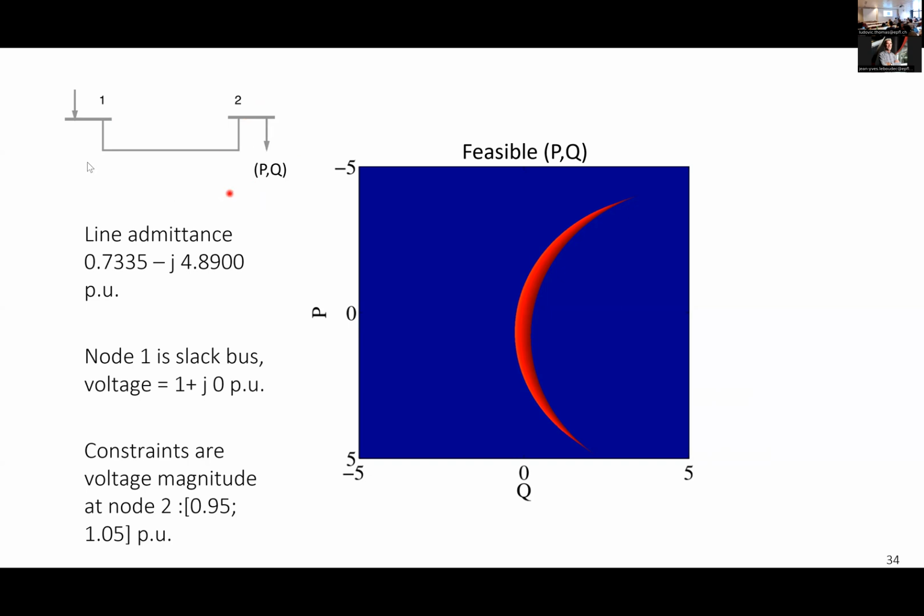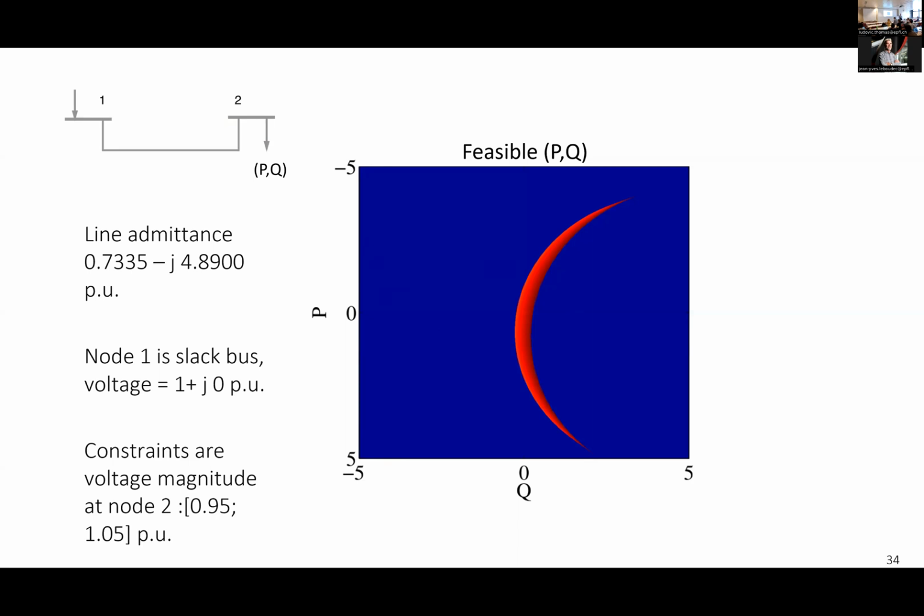We can compute it exactly, because that's a simple example. That gives the red area. That's the PQ plane. For some reason, the electricians put the first dimension in the y-axis. It's a weird thing, but that's invariably how they do it. So P is on the y-axis, Q on the x-axis. And we see that the red area is the set of feasible values of PQ at this node, such that the voltage here will be in magnitude less than 1.